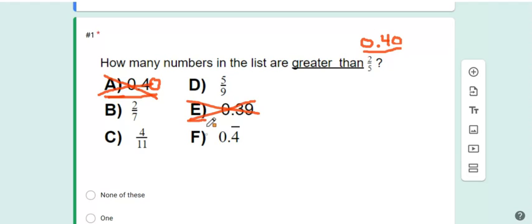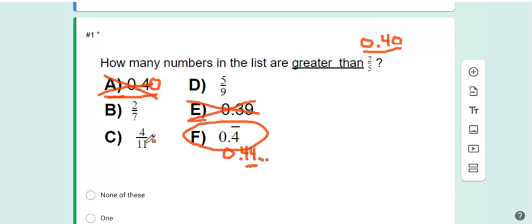Okay, let's look at option F. It's also decimal form. It's a repeating decimal, 0.4 repeating. And so this would be 0.44444 forever and ever and ever, right? That's what the repeating tells us. So if it's 0.44, is that bigger than 0.40? Yes, right? Because it's 44 hundredths instead of 40 hundredths. And so option F, yes, is greater than.